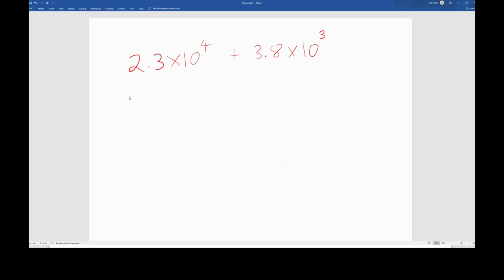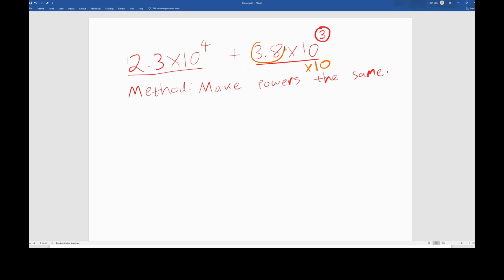So our method, whenever we add or take away in standard form, is to make the powers of 10 the same. So make powers the same. So here I've got 2.3 times 10 to the 4, 3.8 times 10 to the 3. Now, let's just say I want to make the 10 to the 3 here into a 10 to the 4. So to make 10 to the 3 into 10 to the 4, you would have to times the 10 to the 3 by 10. So what would you have to do to the 3.8 to keep everything balanced? I'm timesing one part of the number by 10. To keep it balanced, I would have to divide the other part of the number by 10, because that way you haven't actually times by anything.